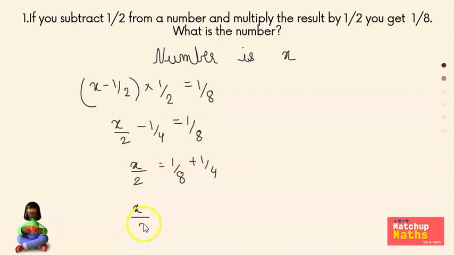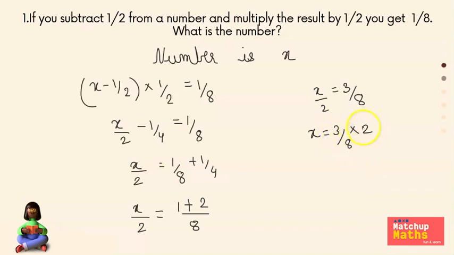Therefore, x by 2 is equal to, when you take the LCM of 4 and 8, you get 8. So here it will be 1 plus 2 by 8. So we get x by 2 is equal to 3 by 8. So here x is equal to 3 by 8 into 2. When we divide 8 by 2, we get 4. So we get x is equal to 3 by 4. So the number is 3 by 4.